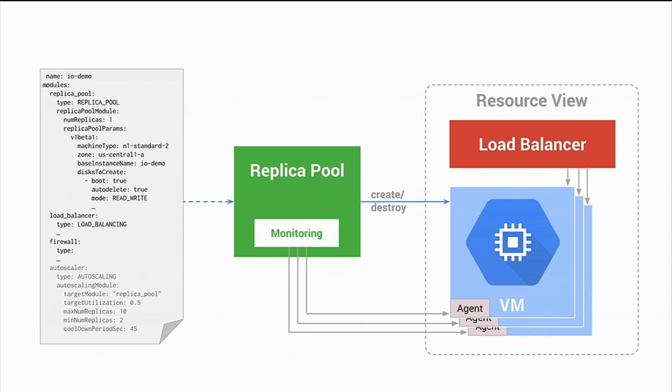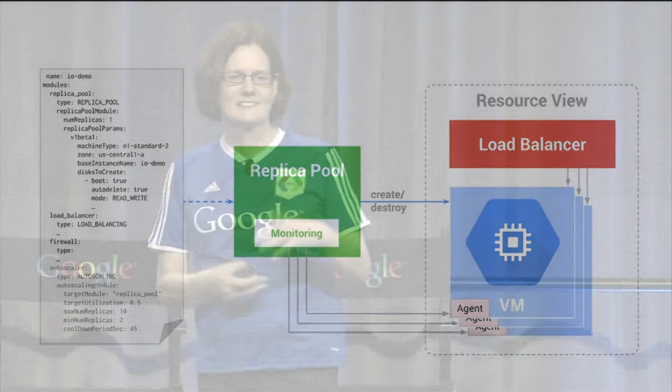Replica Pool also offers a monitoring service as well. So it can monitor the health of these virtual machines. And if they break, they can bring them back up again. This is all done through an agent running on the virtual machine. OK, so that's a replica pool. This is a static resource. We can scale it manually. We can add replicas. We can remove replicas and size the pool manually. But how would we manage autoscale in this situation?